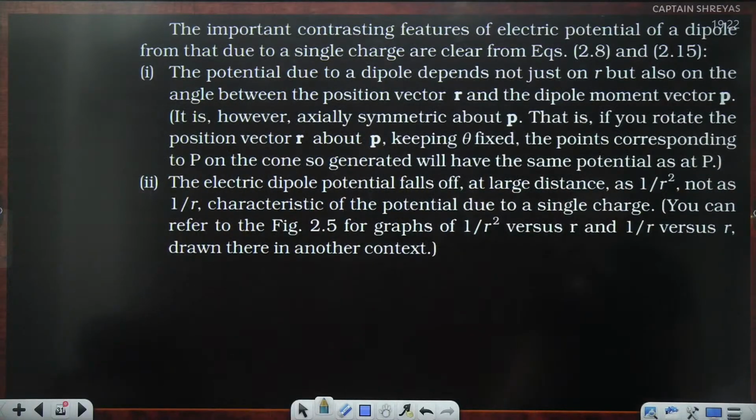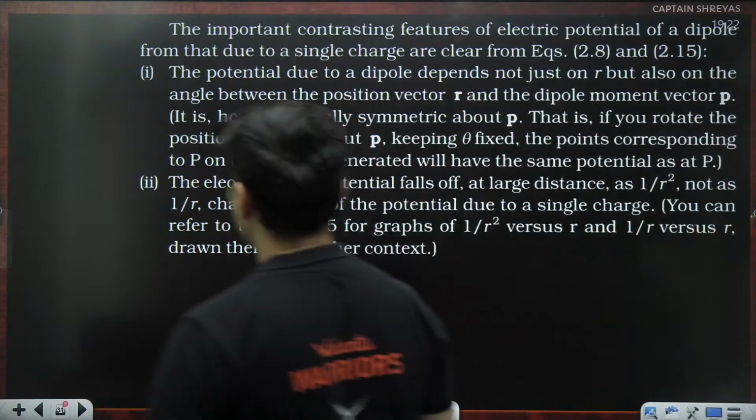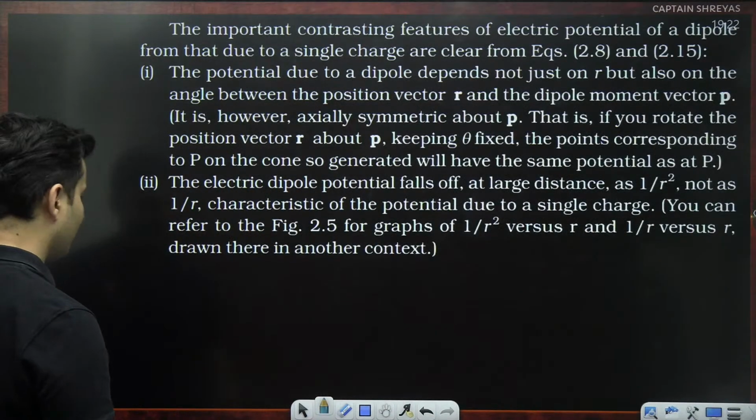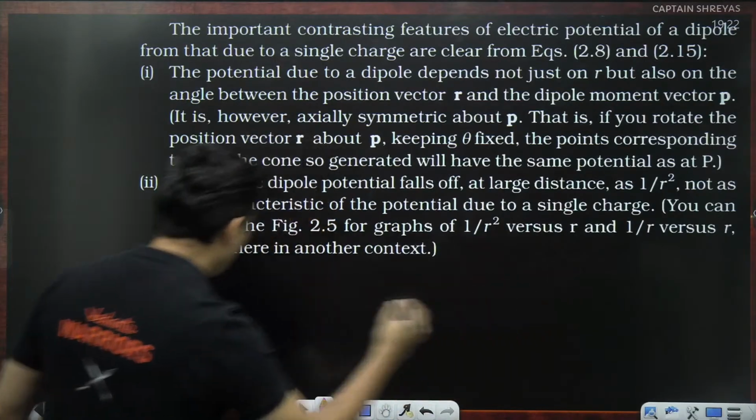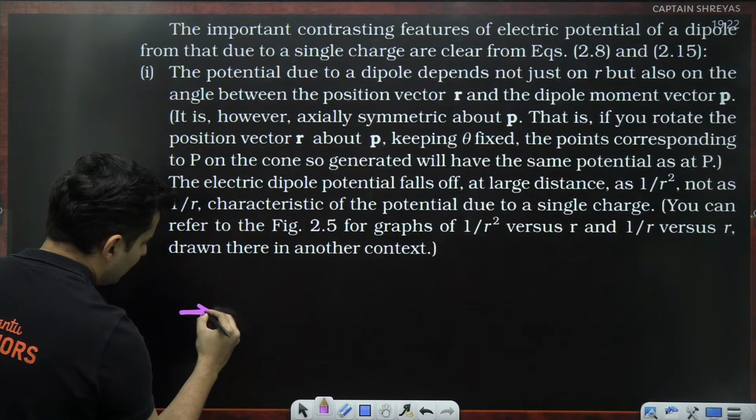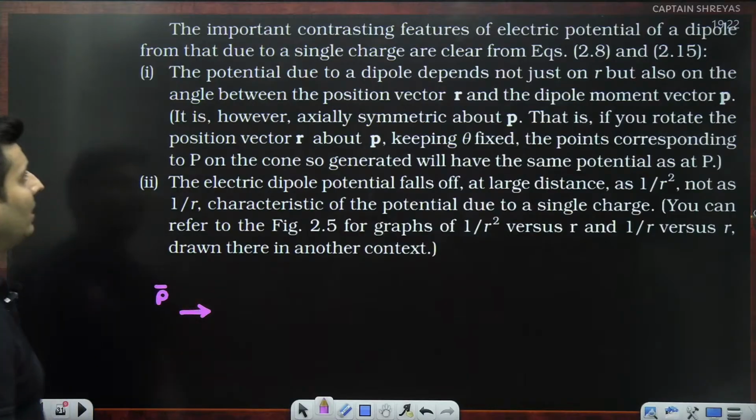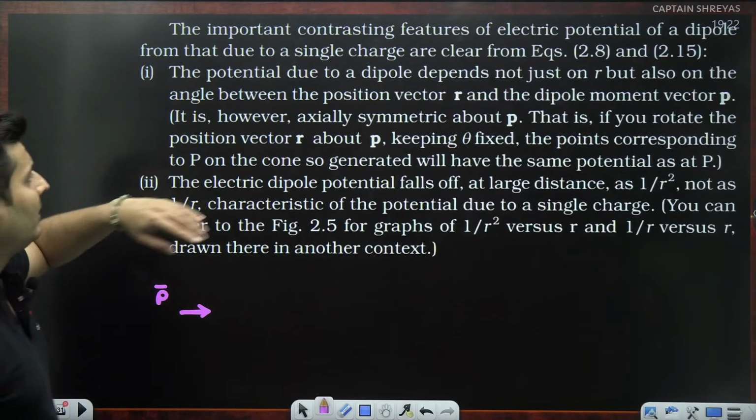Now, important features of potential due to a single charge. That is, if you rotate the position vector r about the axis, keeping theta fixed, the points corresponding to P on the cone so generated will have the same potential as P. Okay, so basically what they mean to say is that you have to visualize this a little bit. Imagine this is our dipole moment. Also the angle between the position vector and the dipole moment.